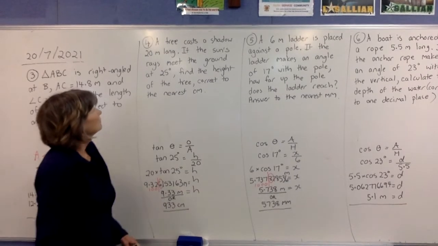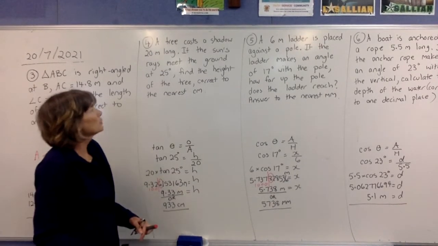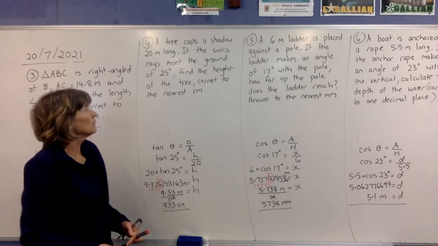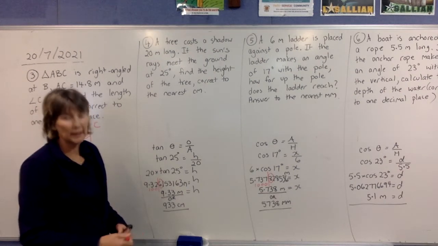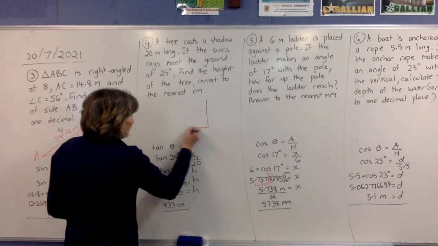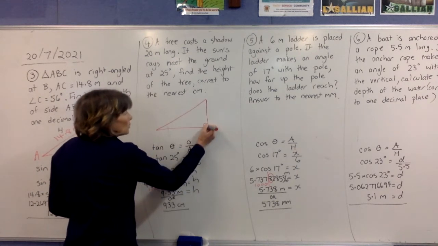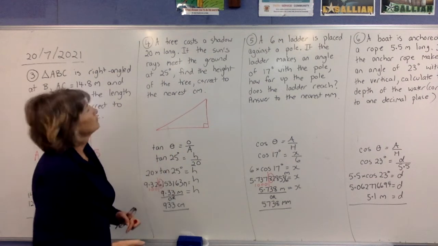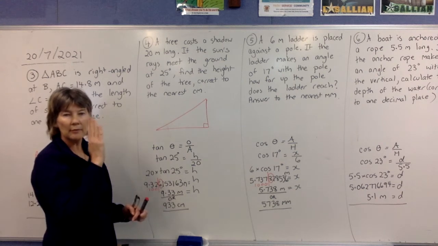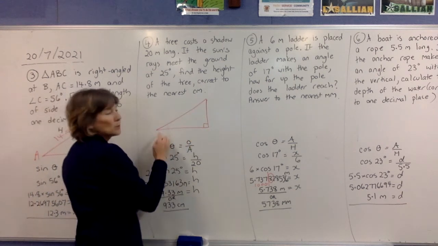Okay, now coming over to the next one. In this one, a tree casts a shadow 20 metres long. If the sun's rays meet the ground at 25 degrees, find the height of the tree. You've got to draw these diagrams right if you want to get the question right. They're all going to be right angled triangles because that's what the topic we're on. Now, it's a tree. We assume the trees which stand vertical are at right angles to the ground.